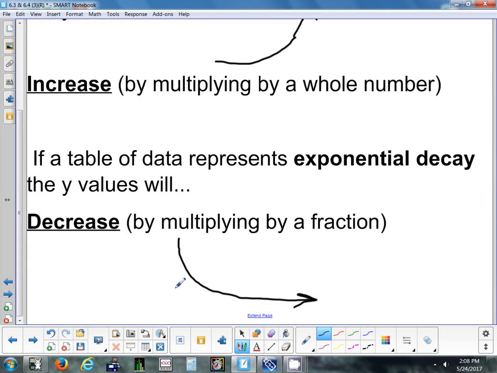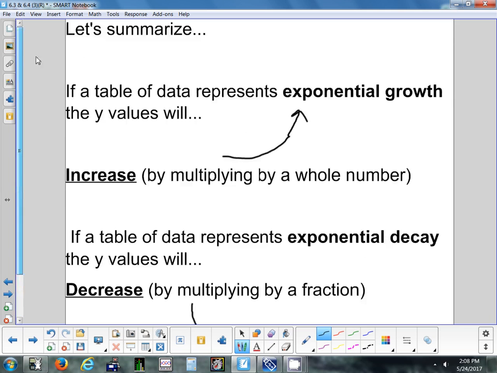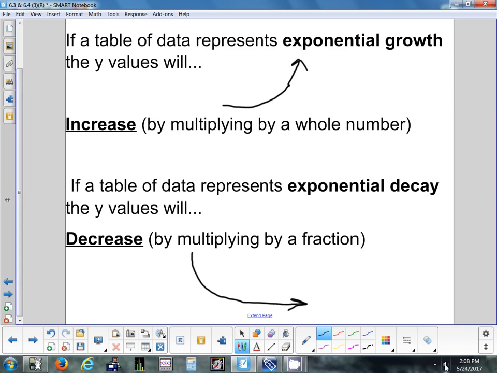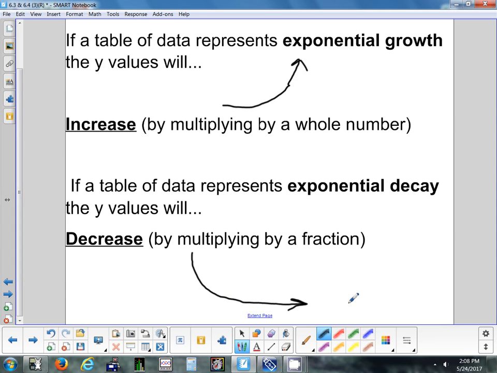So if a table of data represents exponential growth, you want to write increase, and the bottom one will be decrease. For those two bullets in the middle, the top bullet will be increase, the bottom bullet will be decrease. I got ahead of myself, guys, I'm sorry. So increase for the top blank, decrease for the bottom. Everybody's okay with that? We'll come back to the ones on the back in a second.